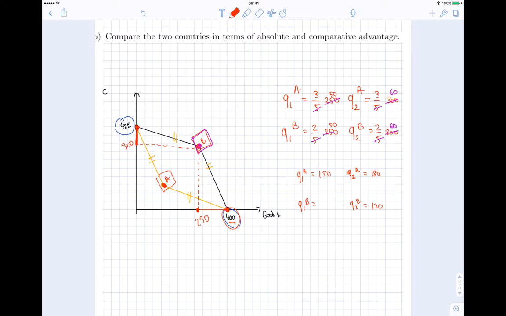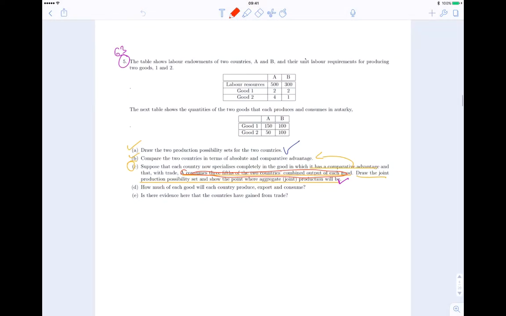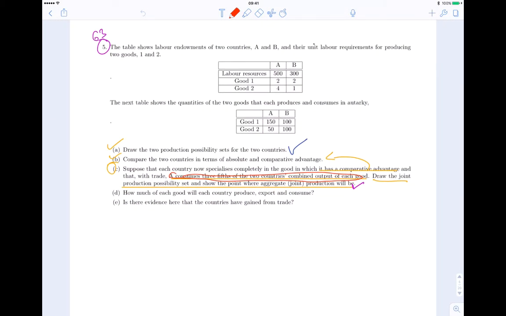150 and what was this? 100. Okay. Excellent. So those are the quantities that we reached. Draw the joint.